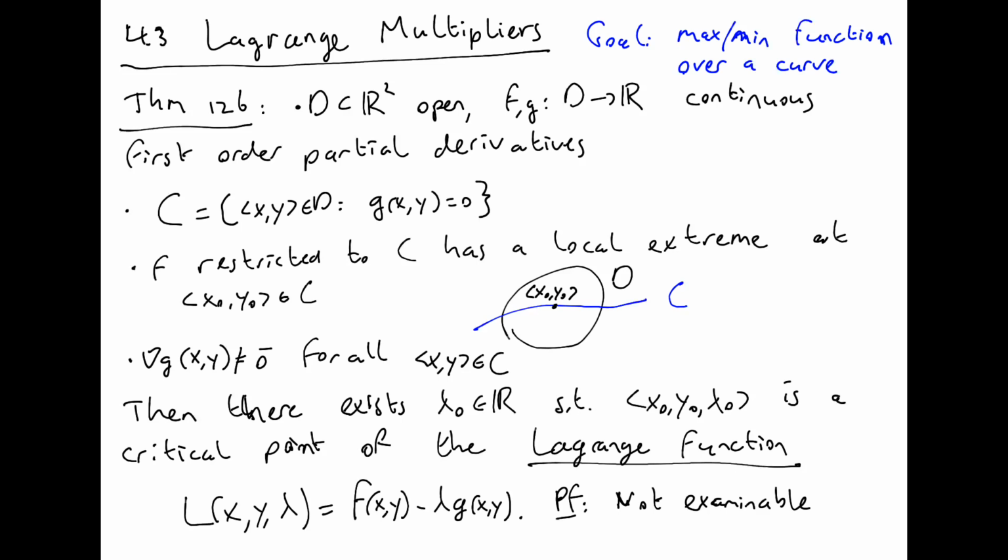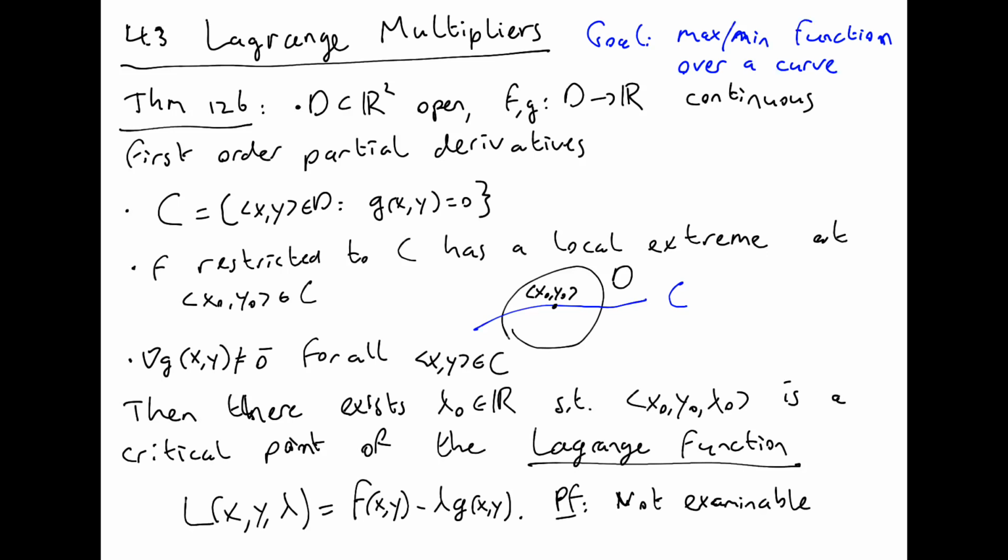I want to say a little bit about this. The proof is using the implicit function theorem. And how? Well, remember the curve is given by the level set of a function. And the implicit function theorem then allows us to write either x as a function of y on that curve or y as a function of x.